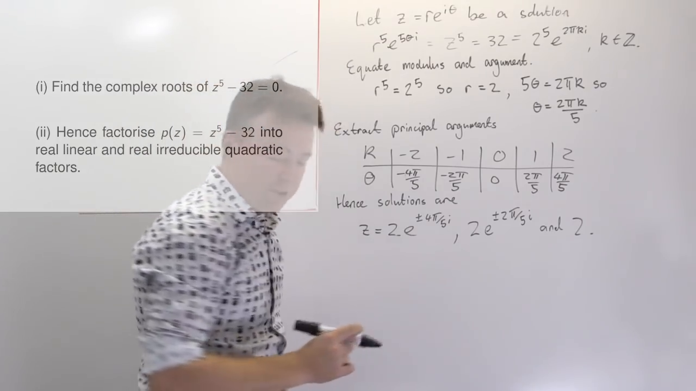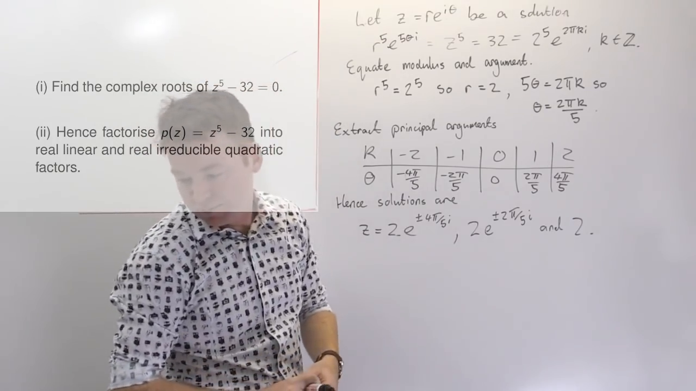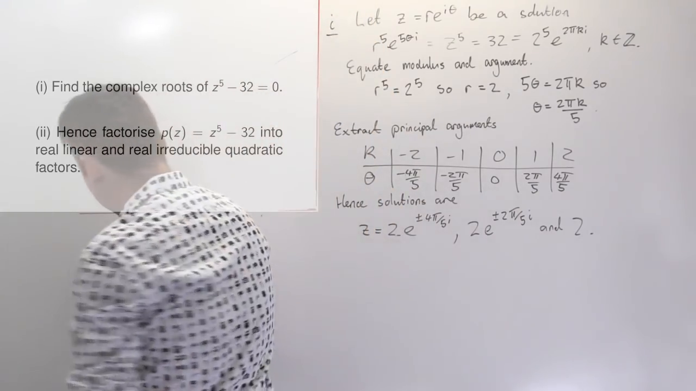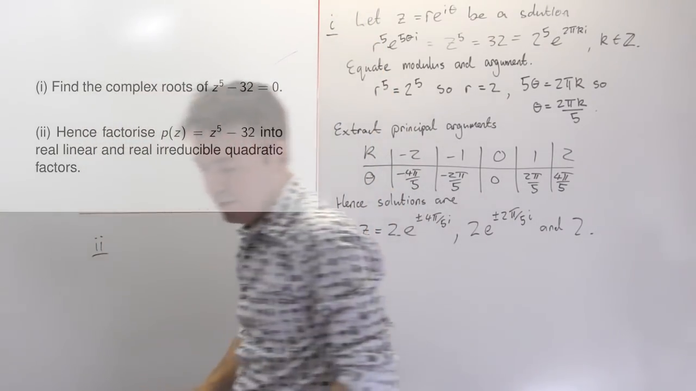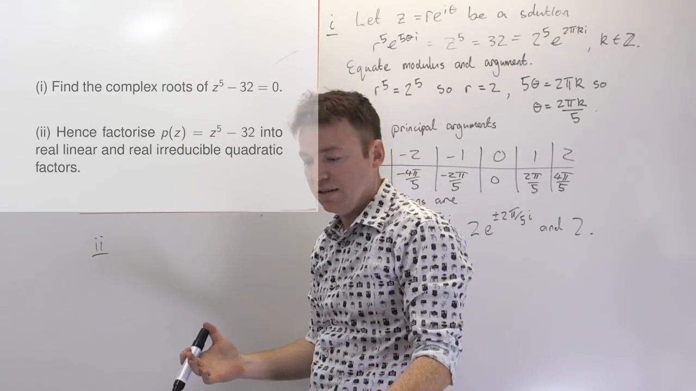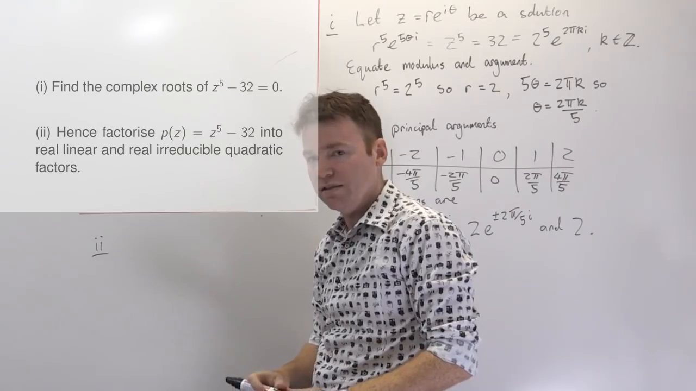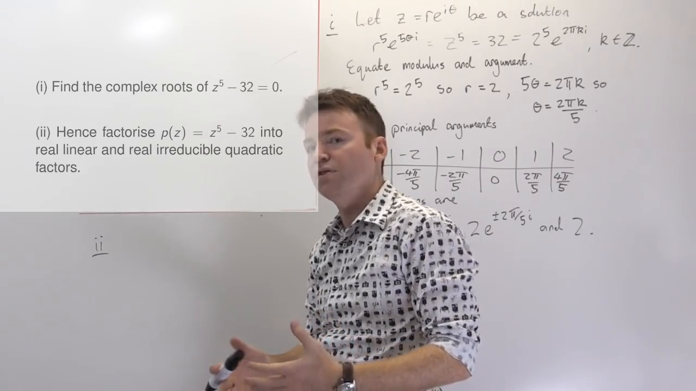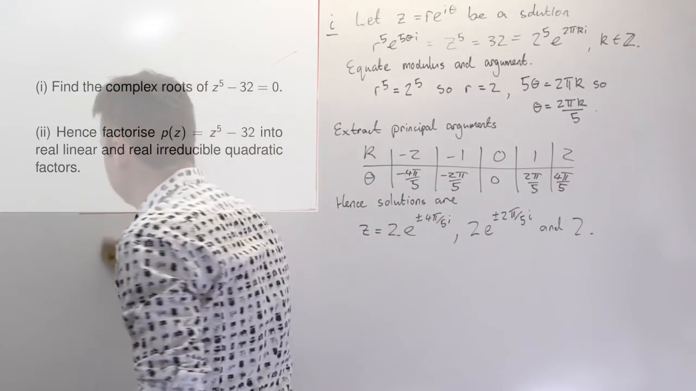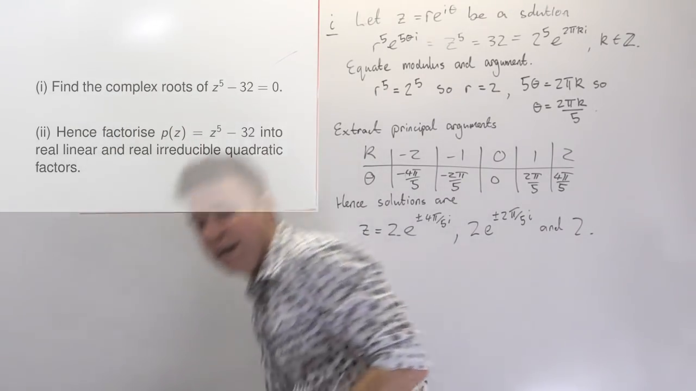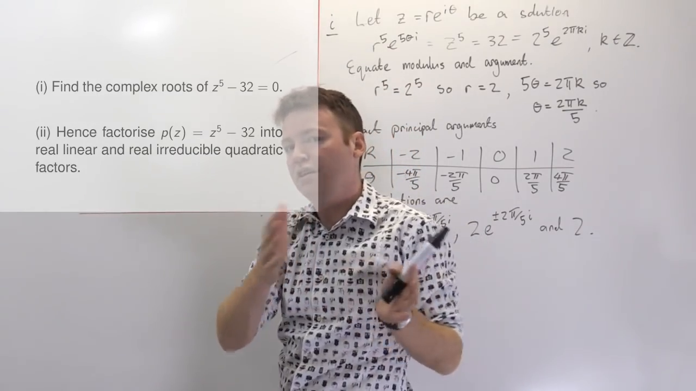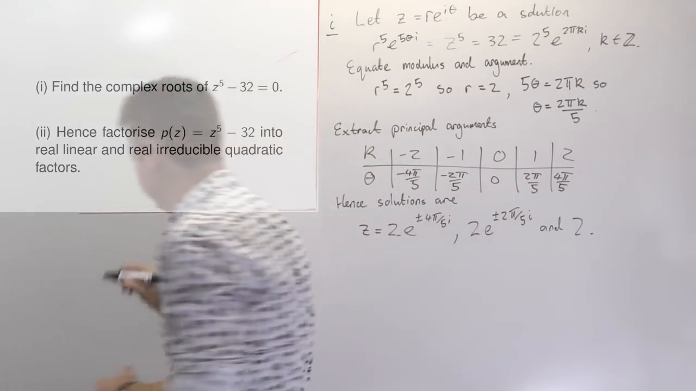The next part of the question asks you to write this as a polynomial, so that's part 1. Part 2 asks you to write it as a polynomial in real, linear, and irreducible quadratic factors. And the first step to this is always, first of all, writing it out as linear complex factors and putting the complex conjugate roots in as factors next to each other.